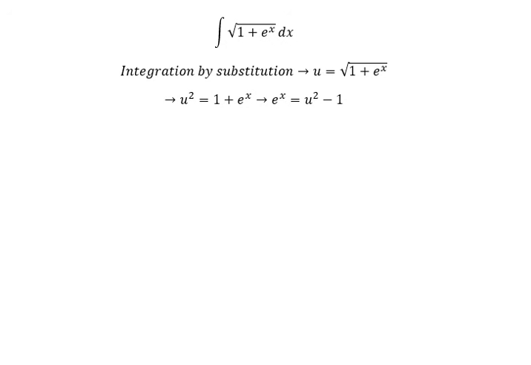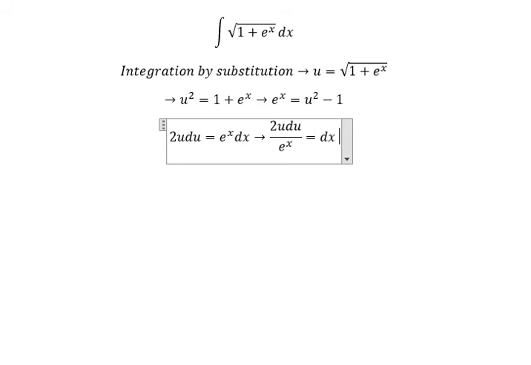Later we take the derivative on both sides. So we get 2u du equal to e to the power of s ds. Because we don't have e to the power of s in here, we divide both sides by e to the power of s. And we know that e to the power of s equals u squared minus 1.